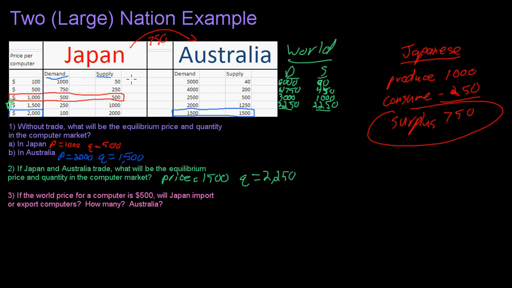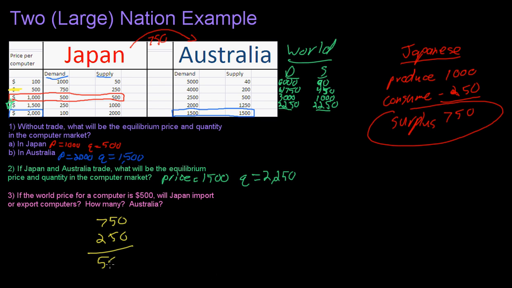And then the very last thing is, if the world price for a computer is $500, will Japan import or export computers, and how many? And then what will Australia do? So I just wanted to go back and do a little extra review. So let's say that the world price now is $500 per computer. Japan then is going to import computers. They're going to import the difference between demand and supply. So all we need to do is do 750 minus 250 to get 500.